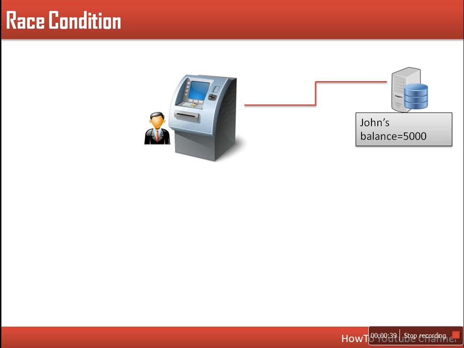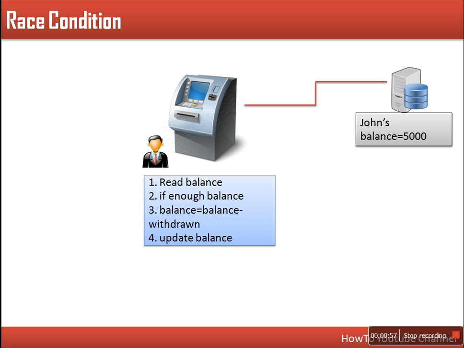Now, this ATM machine is connected to the database server, the server which keeps John's balance and all the values related to John. Let's say John has to withdraw 2000, or whatever amount John wants to withdraw.